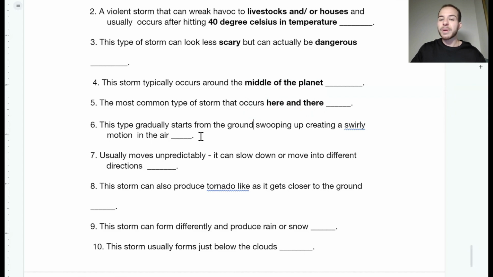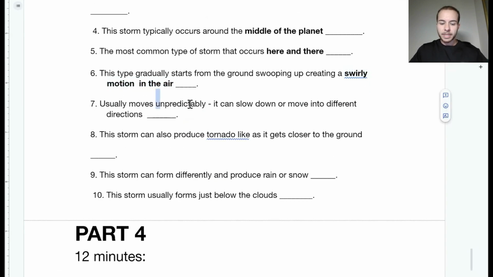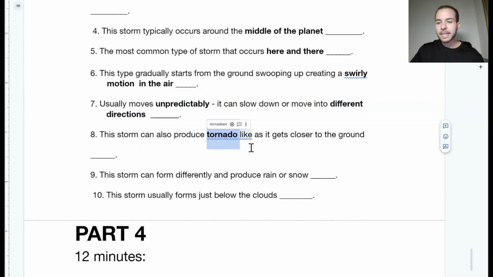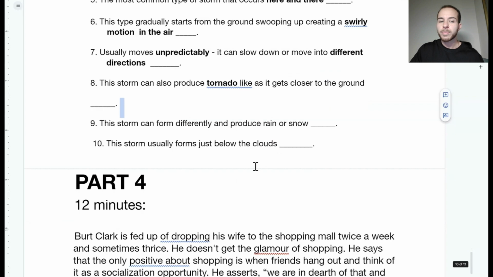This type gradually starts from the ground, swooping up, creating a swirly motion in the air. Swirly motion, I don't know, it sounds like a tornado, but not really. Swirly motion in the air. Usually moves unpredictably. It can slow down or move in different directions. This storm can also produce tornado-like funnels as it gets closer to the ground. So we do have a paragraph probably about tornadoes. This storm can form differently and produce rain or snow. And this one forms just below the clouds.